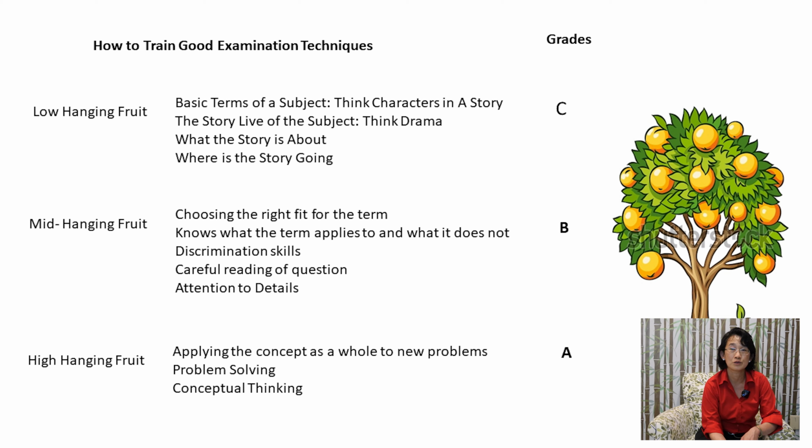That's the mid-hanging fruit. So for students who want to get an A, you need to have the skills of both the low-hanging fruit and the mid-hanging fruit. The high-hanging fruit requires the student to apply the concepts that they have learned, it's conceptual thinking, to new problems. They need to solve problems. So people who can answer high-hanging fruit questions will of course deserve an A.